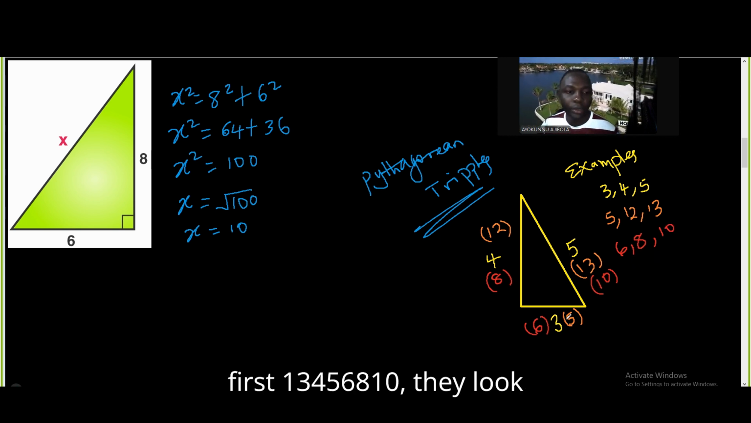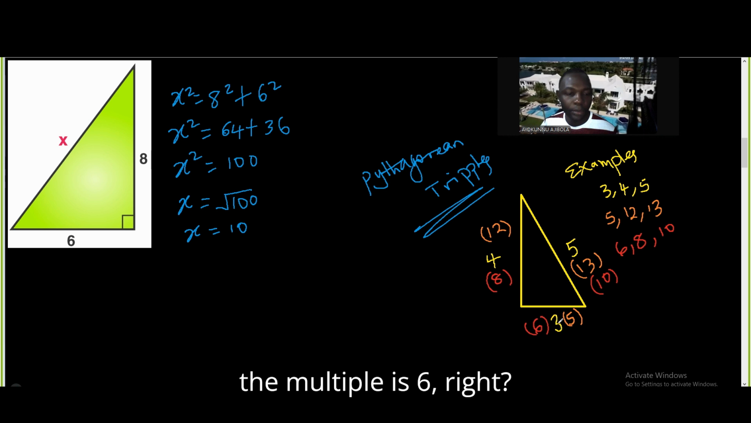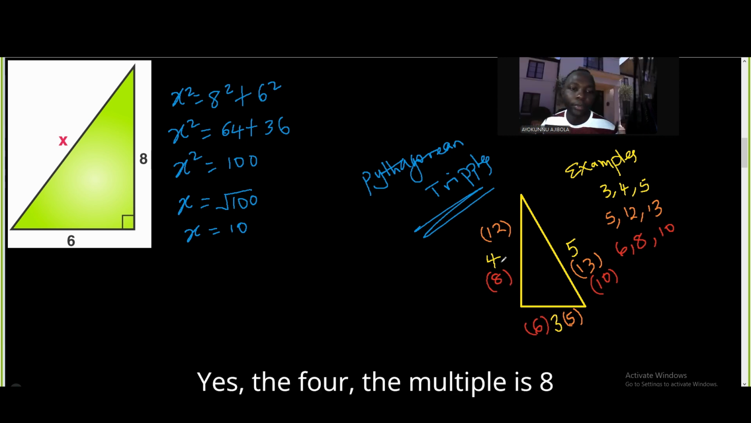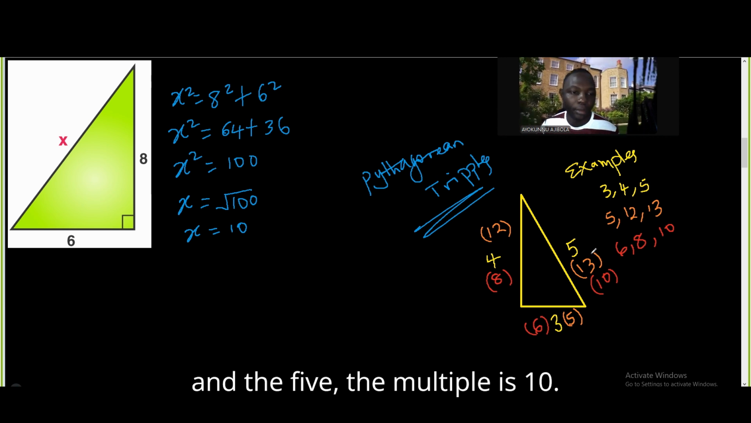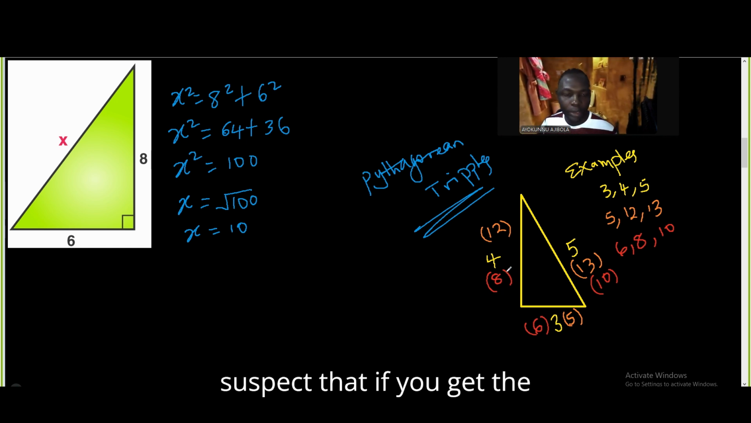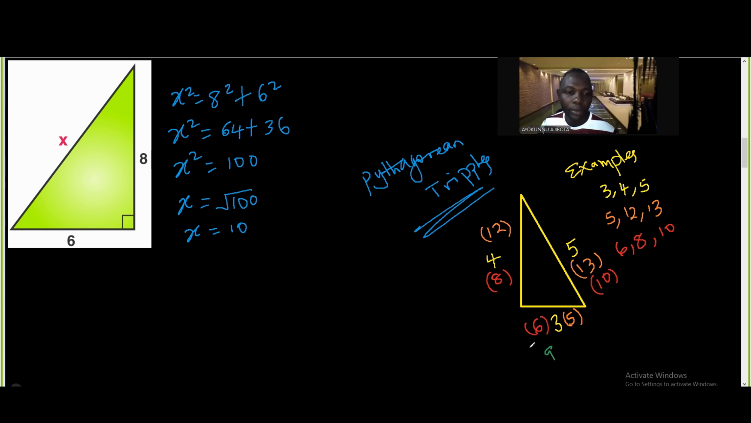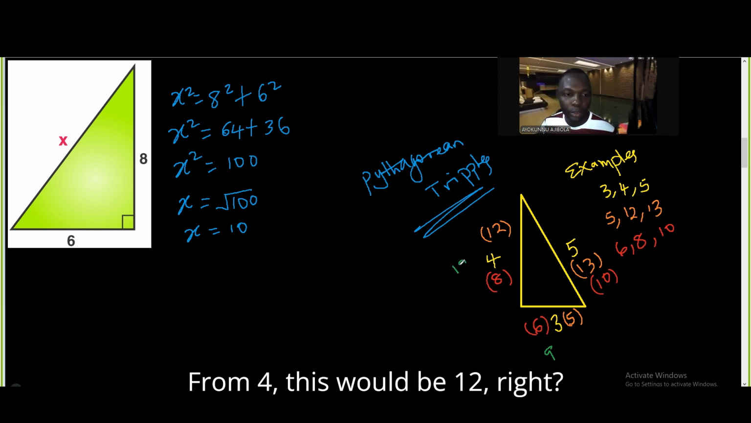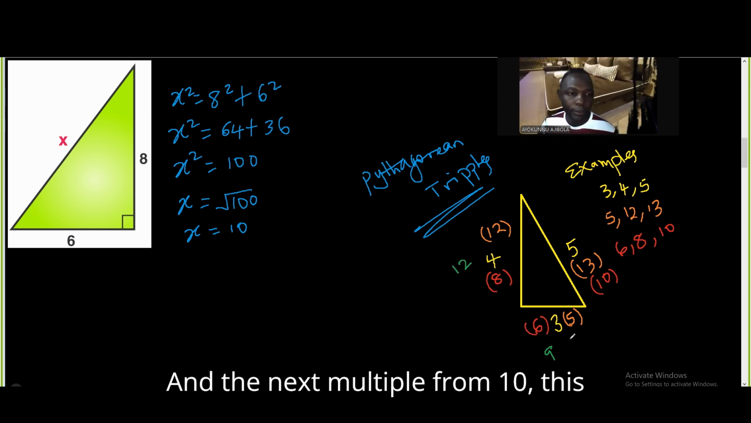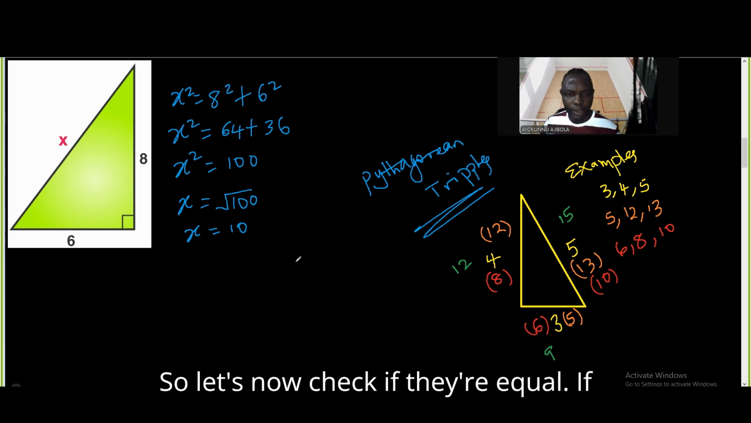If you check the first one, 3, 4, 5, and 6, 8, 10, they look like multiples. For the 3, the multiple is 6. For the 4, the multiple is 8. And for the 5, the multiple is 10. So you can suspect that if you get the next multiple of 3, which is 9, then the next multiple of 4 should be 12, and the next multiple of 5 should be 15. Let's now check if they're equal.